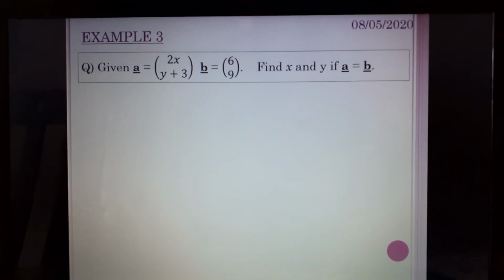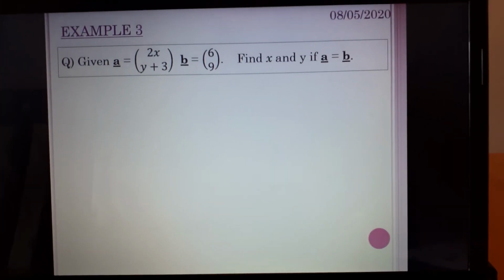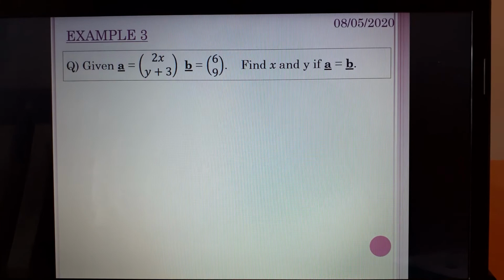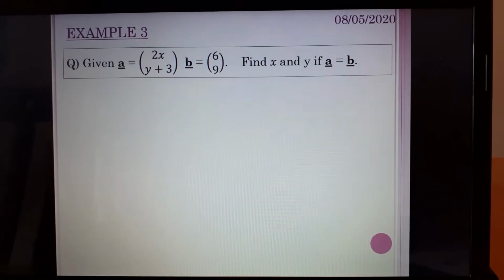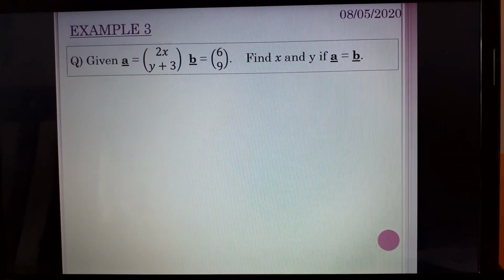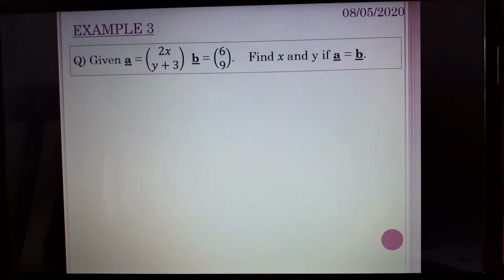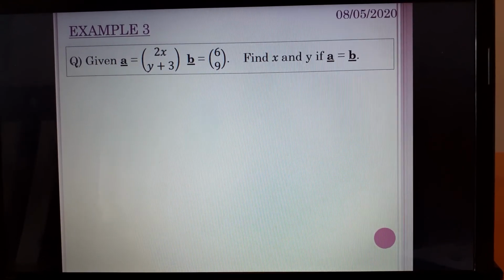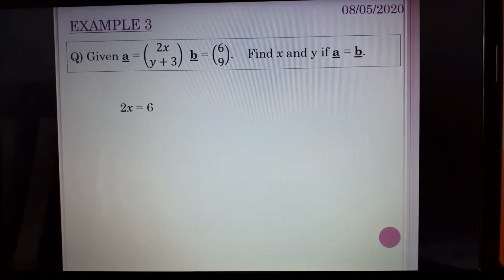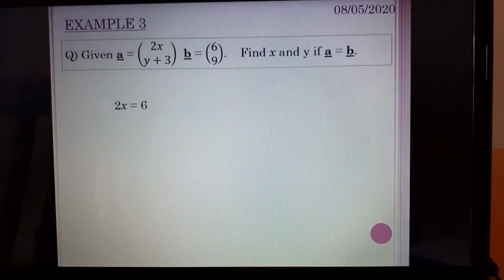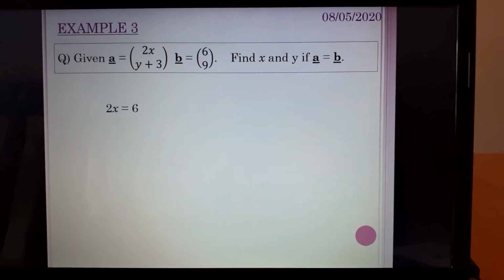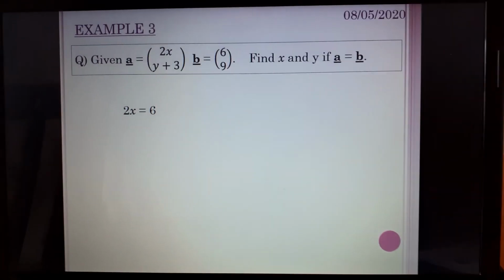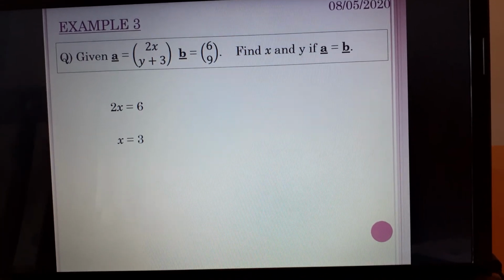Okay, we could use that then to do things like this. And again, this is something you'll have seen at National 5. So we have got a vector A, which we have described as 2x for the first component, and the second component is y plus 3, and the vector B is (6, 9). We're asked to find what x and y are if vector A is equal to vector B. So very simply, you match the components. The 2 top components are equal and the 2 bottom components are equal. So 2x is equal to 6. So x is equal to 3.